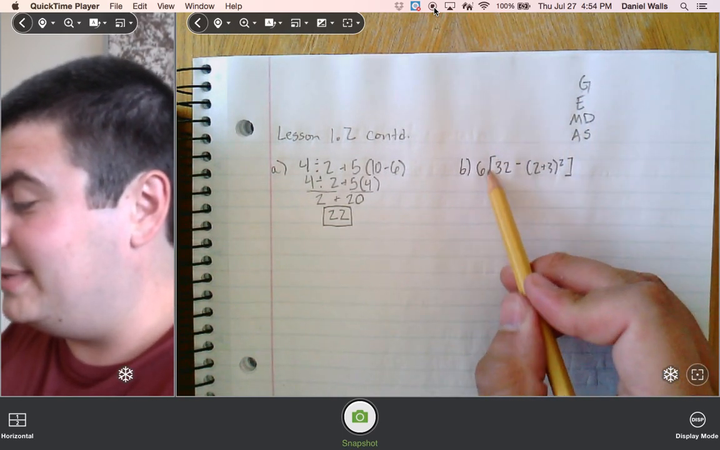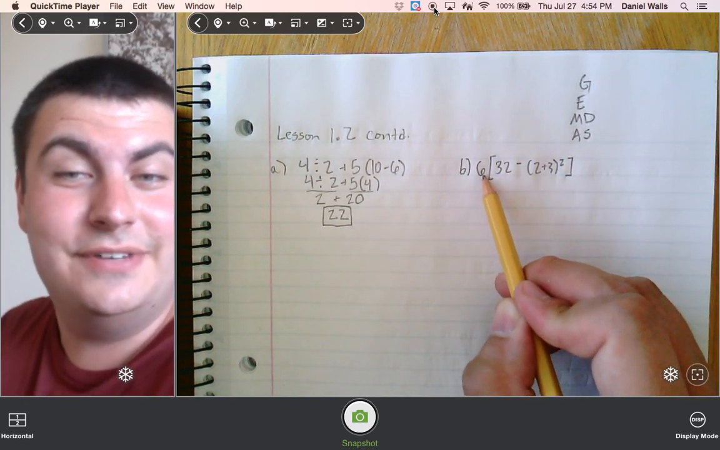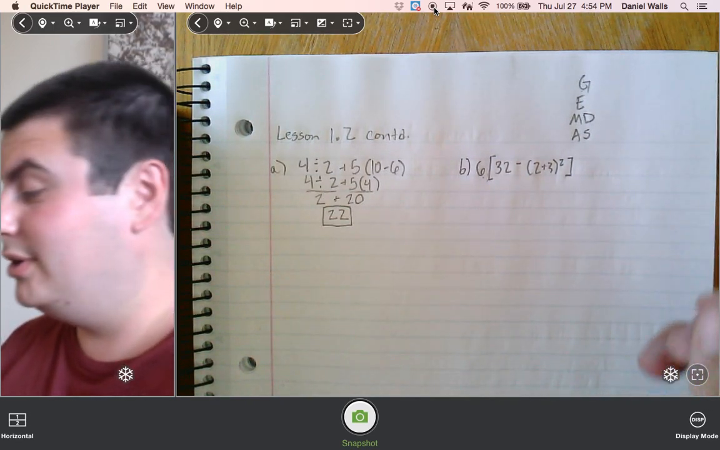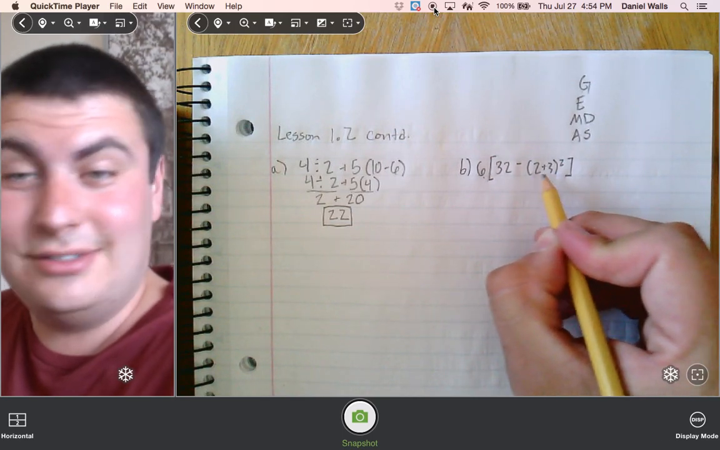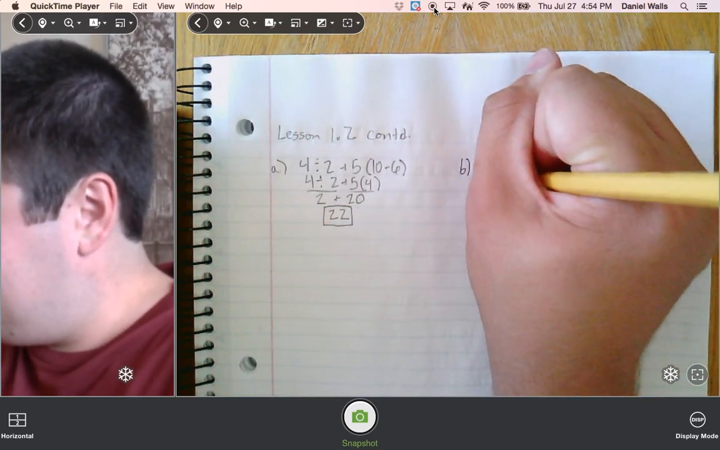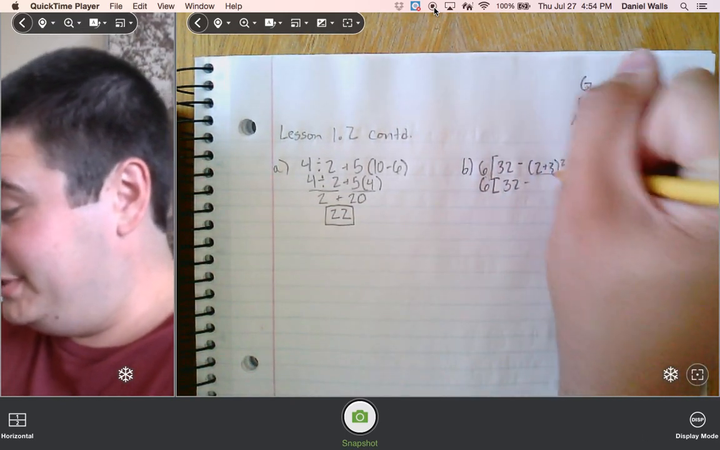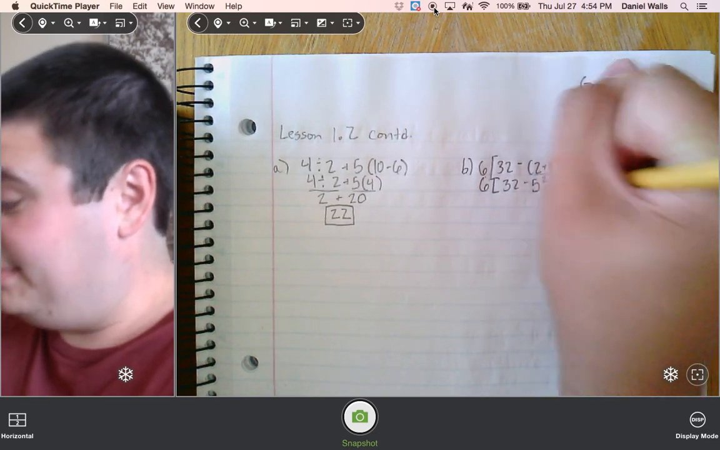Well, first we see that we have this big bracket, so we're going to do anything in that big bracket first before we involve this 6. So anything in this big bracket first. So we will look inside this big bracket. Oh, we have a little grouping, so 2 plus 3 first. So we're going to have 6 times 3 squared minus 2 times 3 becomes 5 to the second power.